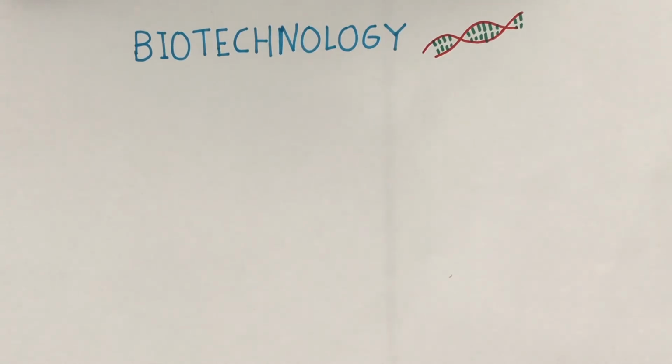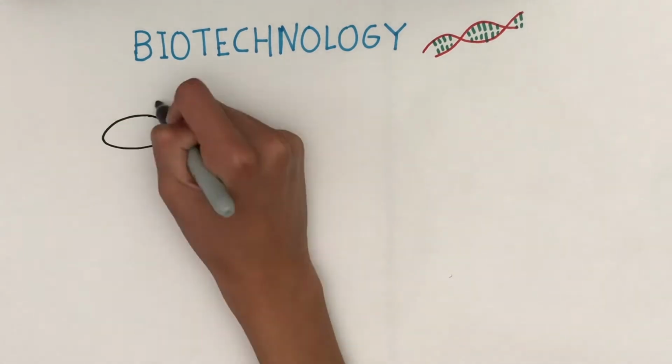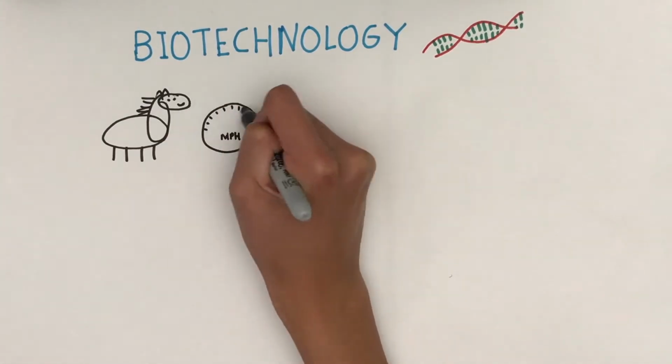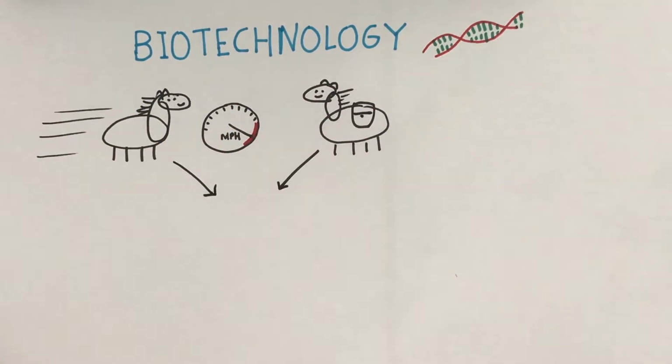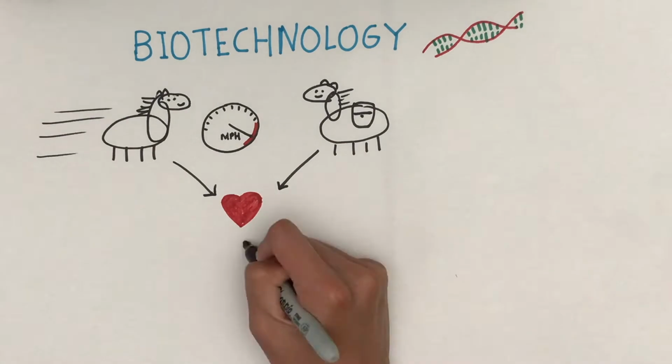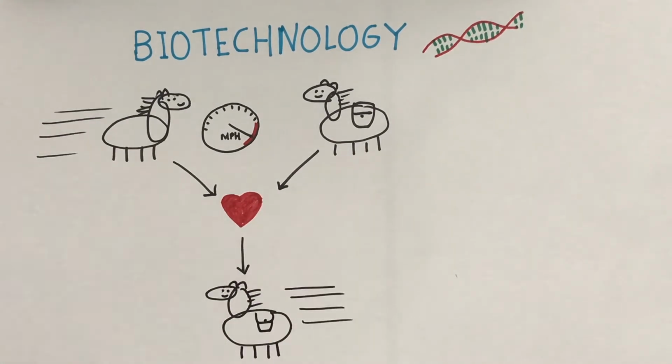Although it doesn't seem like it, humans have actually been using biotechnology for almost our entire existence. Let's take these horses. Pardon the terrible drawing. This horse is strong, this horse is fast, so let's mix them together. Selective breeding is a simple example of biotechnology. But that's not the cool stuff.